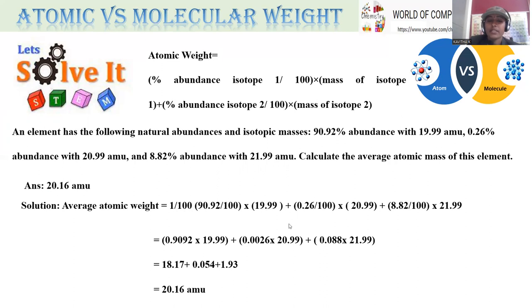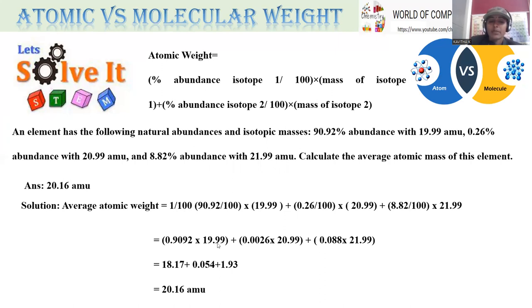First isotope taken, plus the second isotope. Abundance is 0.26 by 100 into its mass, 20.99. Second isotope completed, plus the third isotope. Abundance is 8.82 by 100 into its atomic mass, 21.99. Same formula, just substituting the values for three isotopes. Now it will become 0.9092 into 19.99 plus 0.0026 into 20.99 plus 0.088 into 21.99, just divided by 100 so that these values are obtained.